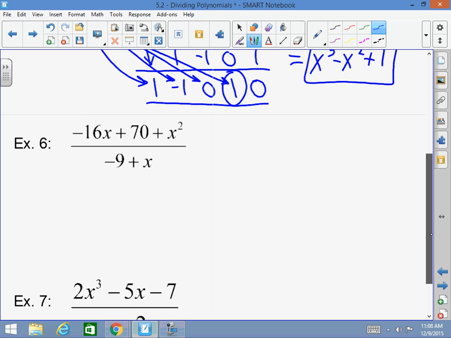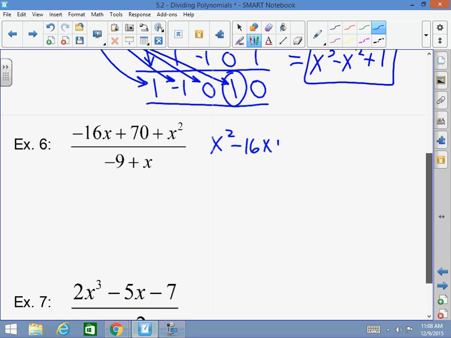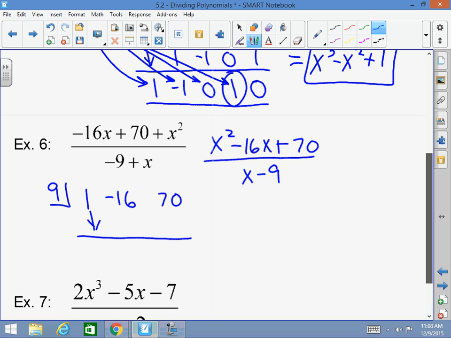Let's do another one. First off, I want to write this in standard form. So it's x squared minus 16x plus 70 over x minus 9. My root is 9. My coefficients are 1, negative 16, and 70. Drop down the 1. 9 times 1 is 9. Negative 16 plus 9 is negative 7. 9 times negative 7 is negative 63, with a remainder of 7.